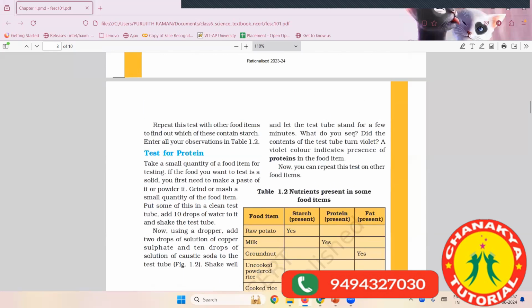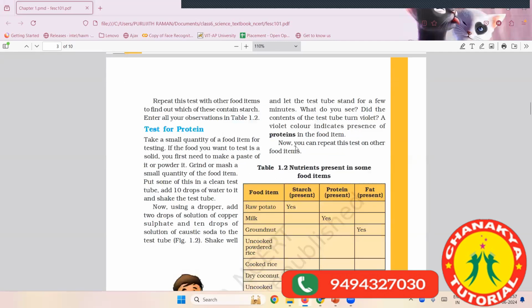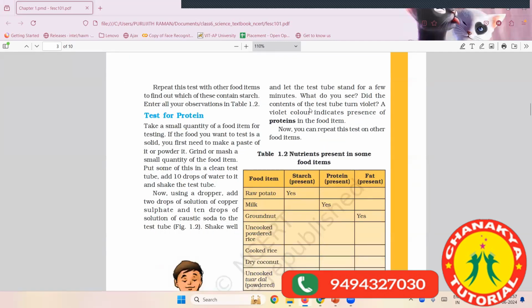Shake well and let the test tube stand for a few minutes. What do you see? Did the content of the test tube turn violet? A violet color indicates the presence of protein in the food item. So this is the important part. After adding, you have to shake them well and let the test tube stand for a few minutes.